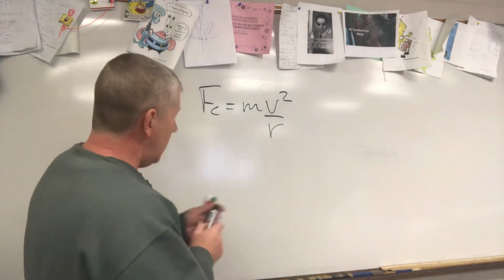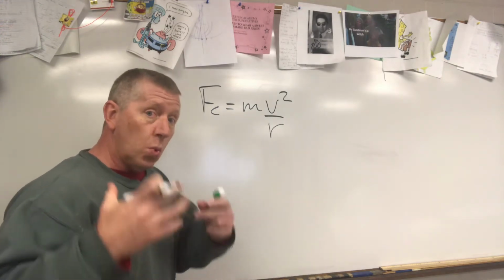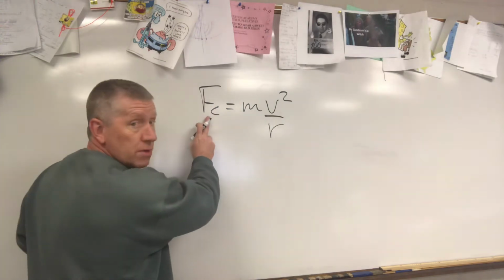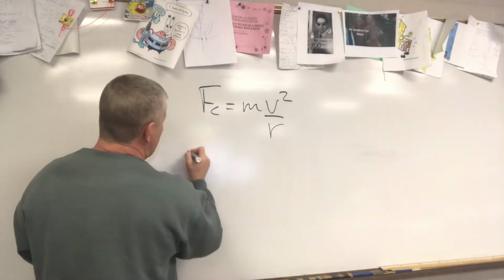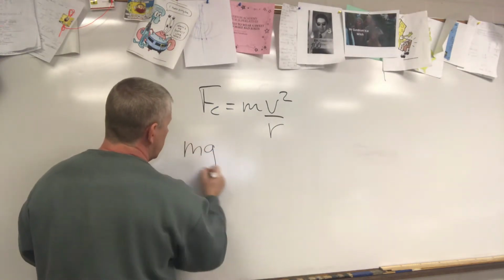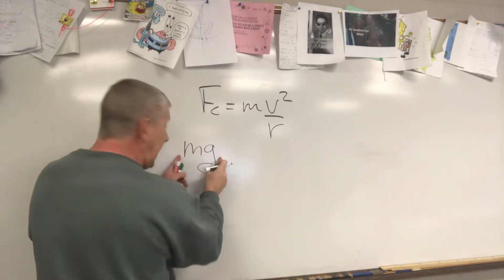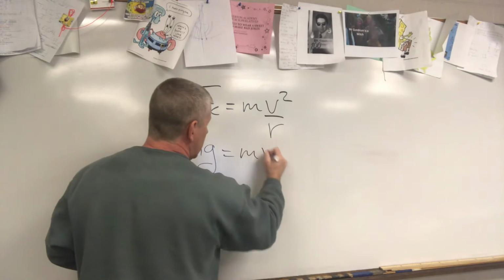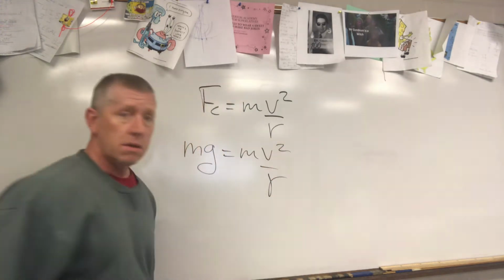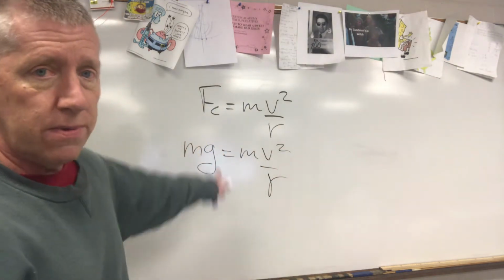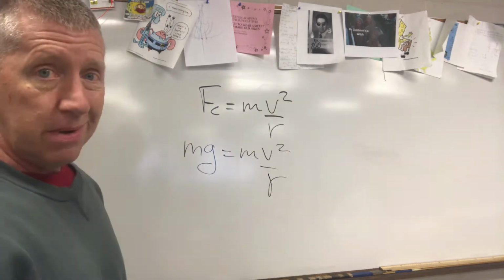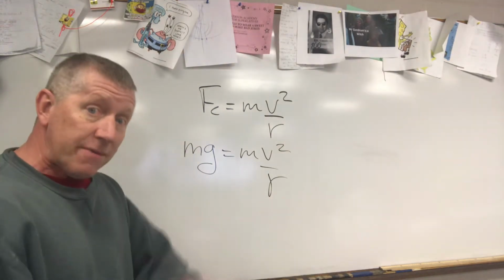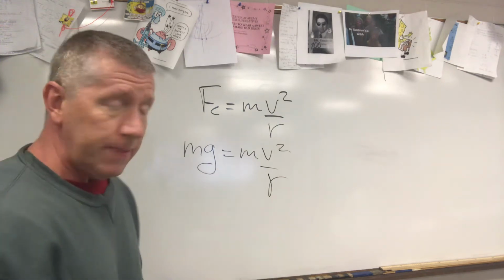Therefore, the satellite's own weight, the gravity pulling on it, is equal to the centripetal force. So for a satellite, mg, the weight of a satellite, is equal to the centripetal force, which is equal to mv squared over r. You can see it. You know what's going to happen. The mass of the satellite cancels. It doesn't make any difference what the mass of the satellite is. It's irrelevant.